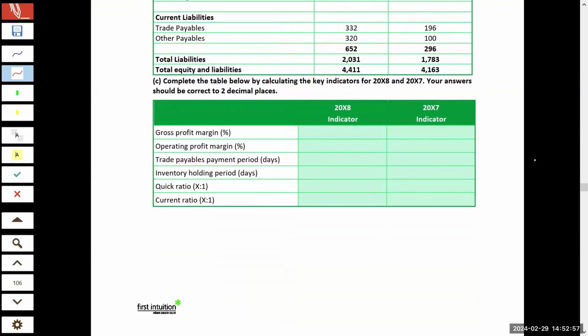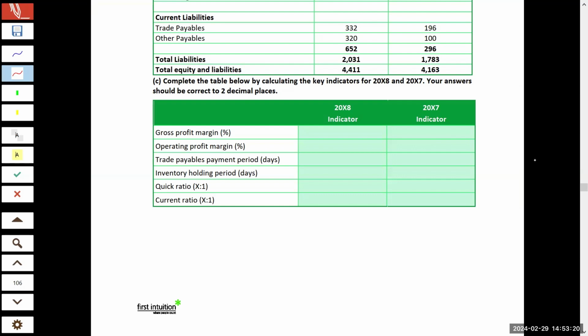I'm plainly and simply told to complete the table below by calculating some more indicators for 2018 and 2017, or X8 and X7. I always put the 17 first, I've always done it that way, but yeah, X8, X7. Same again, we do it to 2 decimal places. So we start with the gross profit margin.